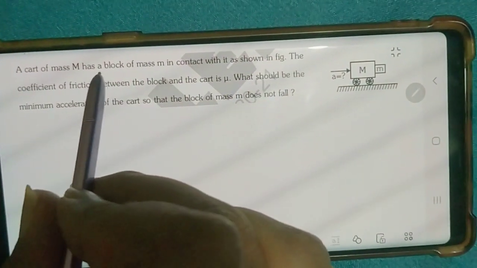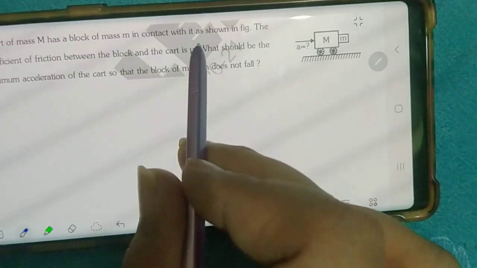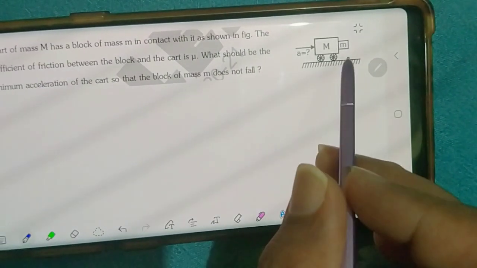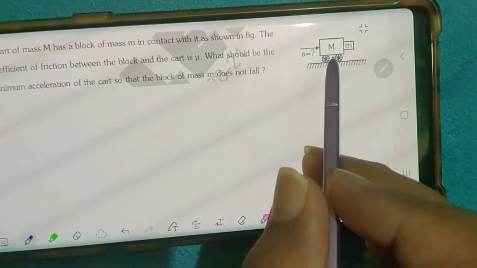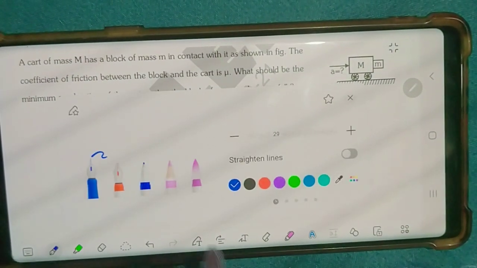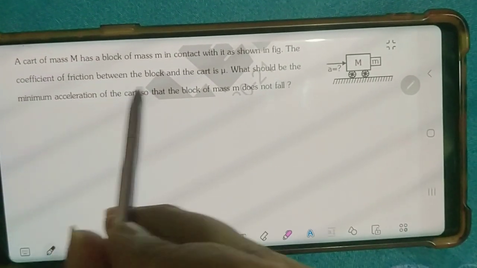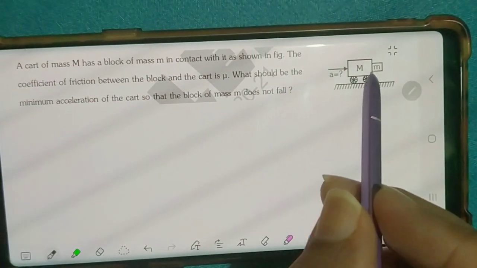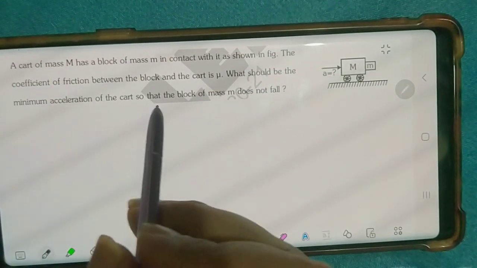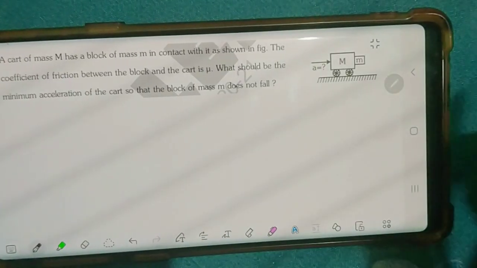Look at this question. A cart of mass M has a block of mass small m in contact with it, as shown in the figure. Small m is in contact with capital M. The coefficient of friction between these two masses is given as mu. What should be the minimum acceleration of the cart so that the block of mass small m does not fall?